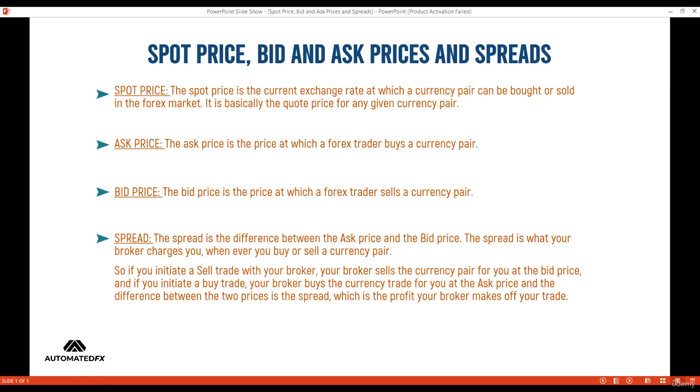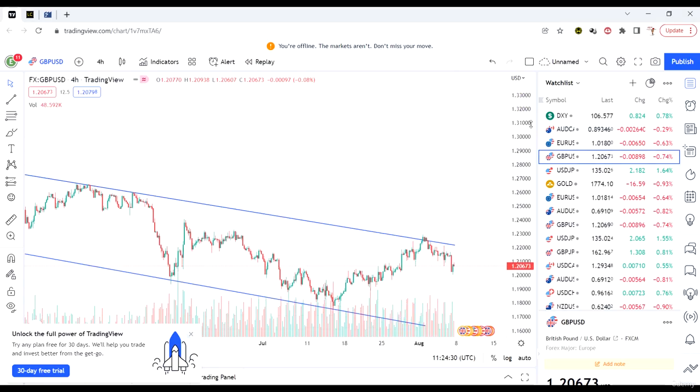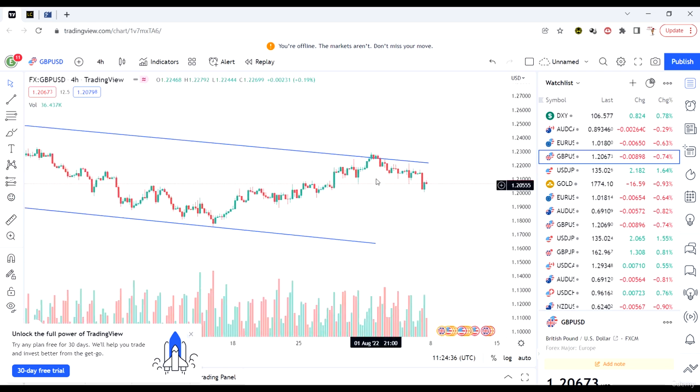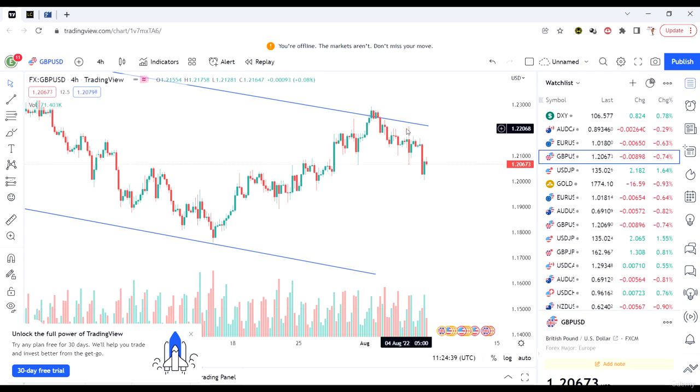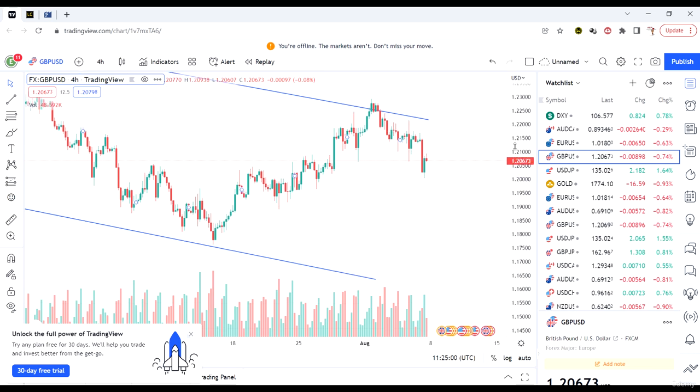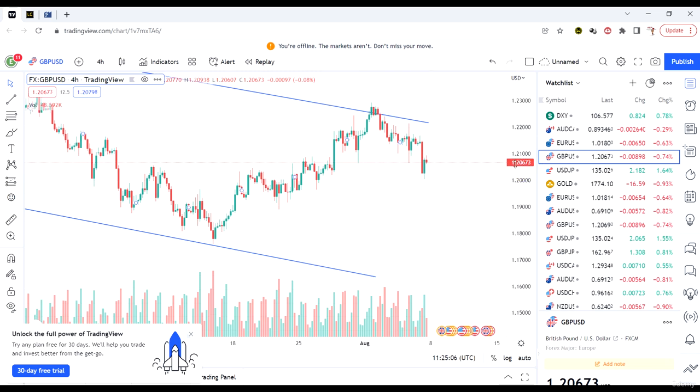For example, let me just open TradingView here. We're going to be learning more about TradingView in subsequent videos, but I just want you to have an example. When you open a trading platform like TradingView, there is this red line you see. This is GBP USD I'm looking at here, and the price is 1.20673. So this is the direct price one can buy or sell GBP USD at this moment. This is the spot price for GBP USD at this moment.